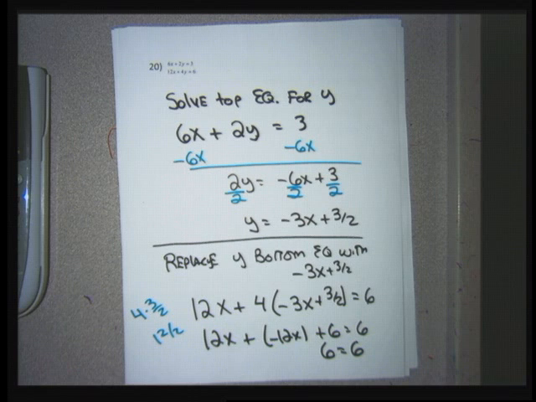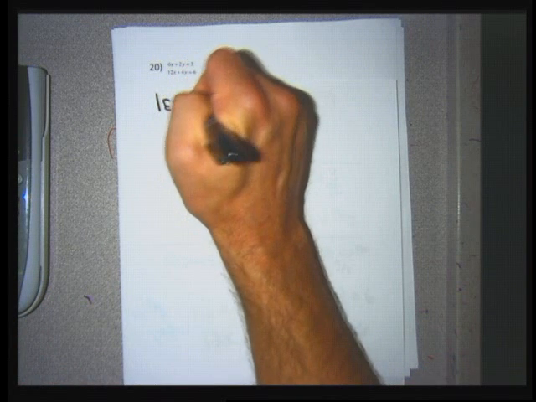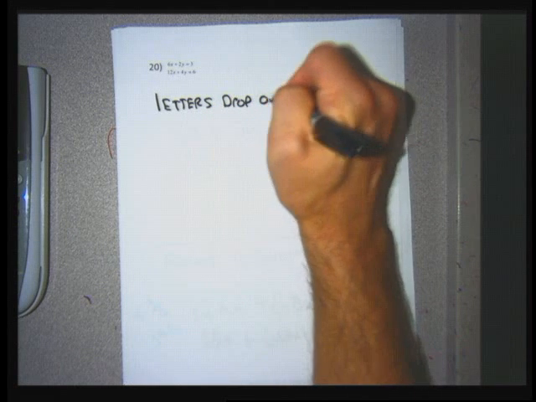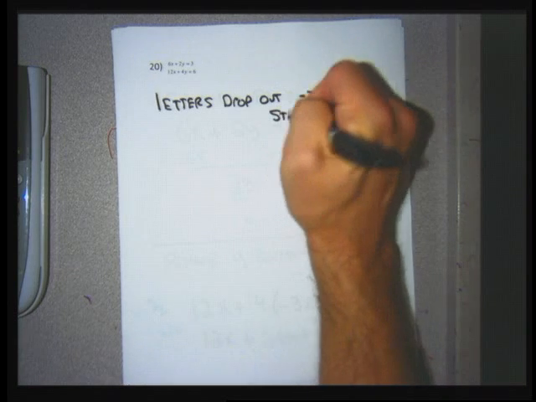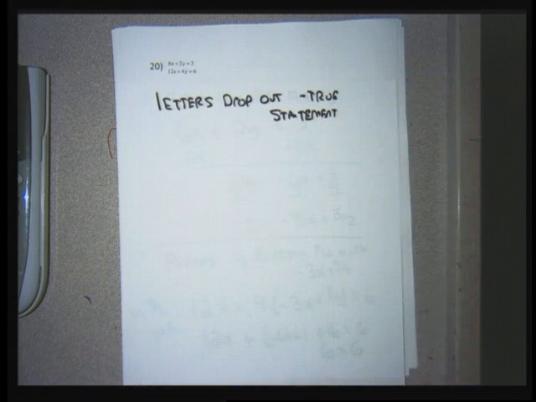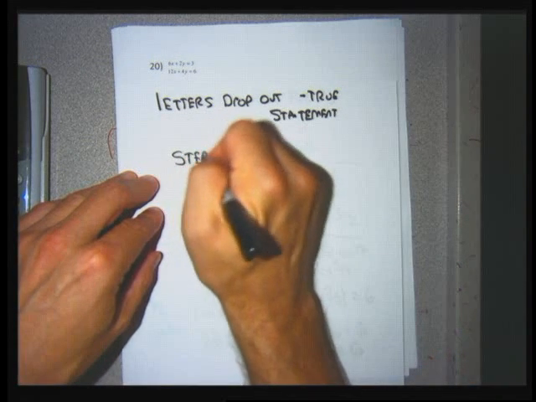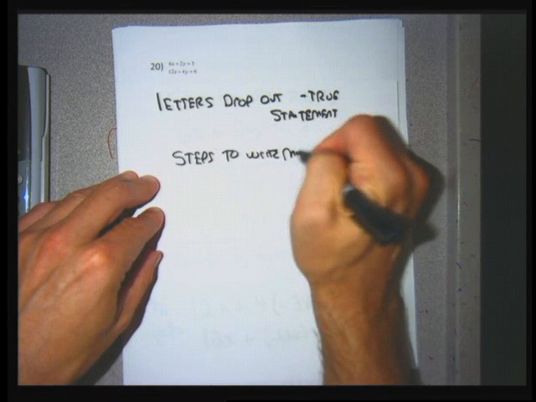The extra work that I have to do is I have to write my solution in set builder notation. So when the letters drop out or cancel and you're left with a true statement, that means there's infinitely many solutions. And I need to do this to write my answer. So steps to write my answer.